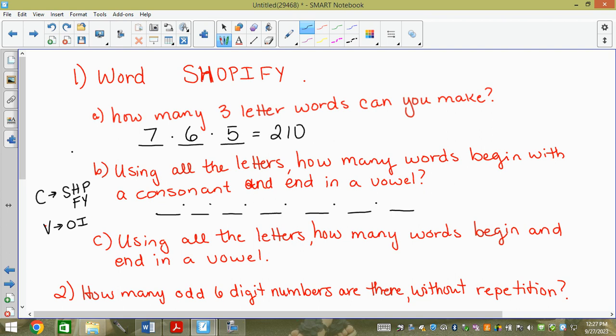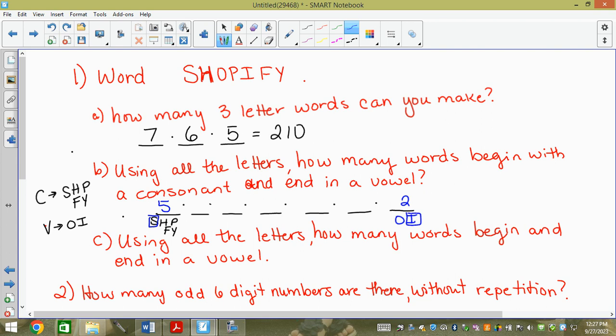Okay, so I want to begin with a consonant. If I want to show all my work below, I can. So I have S, H, P, F, Y. I'm so glad I pressed blue because it's still doing black. All right, so I have 5 options. Say I hold the S. Cool. Then I have to end in a vowel. So O or I. So that's 2. Say I hold the I.